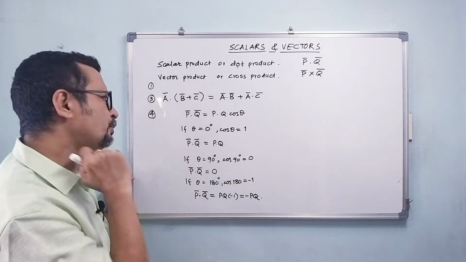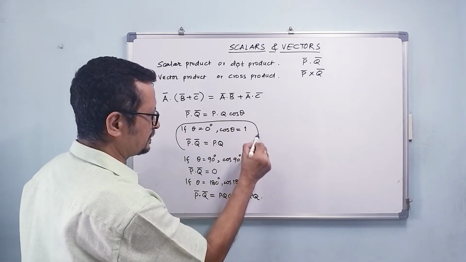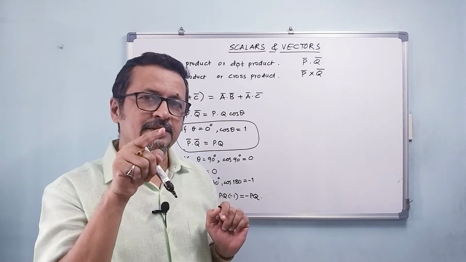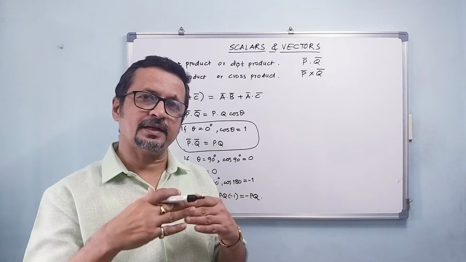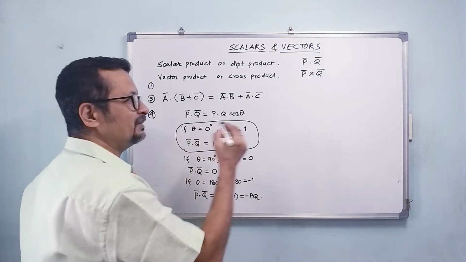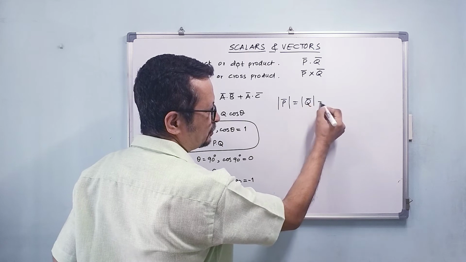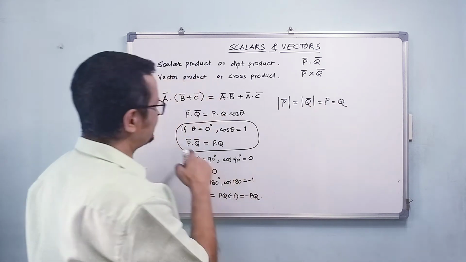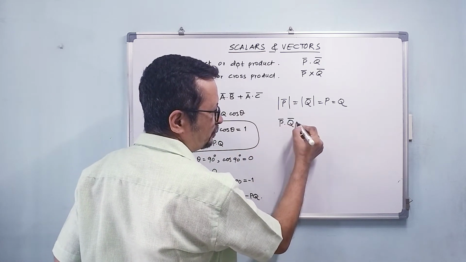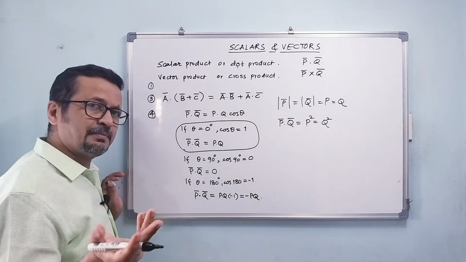All right, suppose we consider this case. The vectors are acting along the same line of action, and even the direction is the same. But again, if magnitude of P bar is equal to magnitude of Q bar, that is P equals Q, then what would this be? Then P bar dot Q bar would be equal to P square, or you can call it even Q square, since the magnitudes are the same.